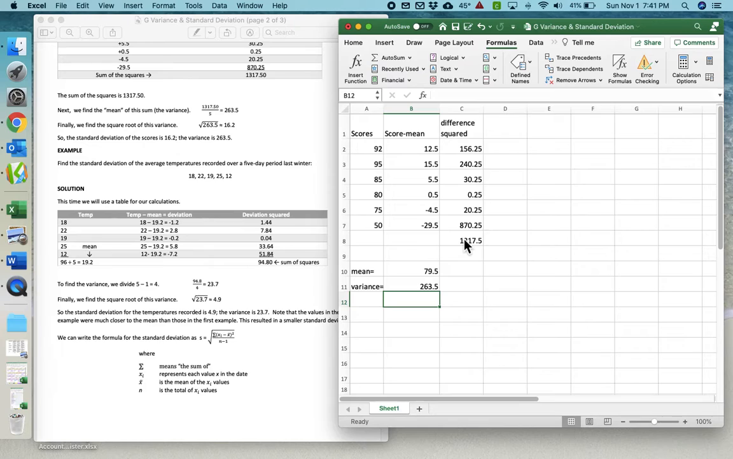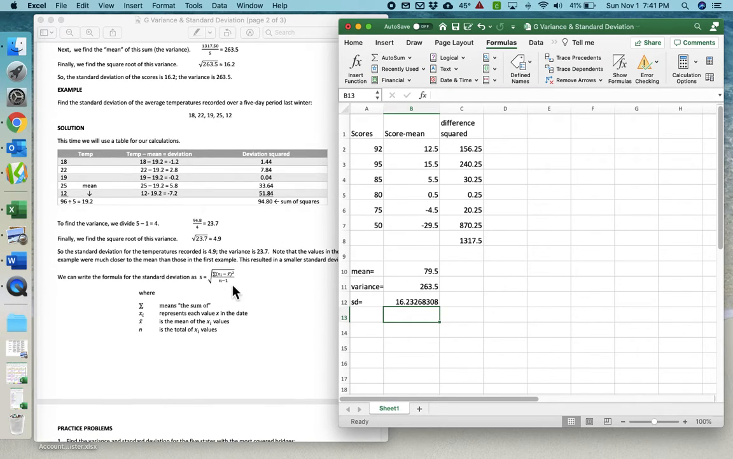Then the standard deviation, I'm going to call it SD, is the square root of the variance. So I think I can put square root like that. Yep, SQRT of that number, close the parentheses, equals, and there it is. Our standard deviation to 2 decimal places would be 16.23.